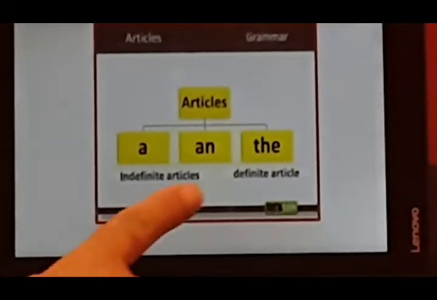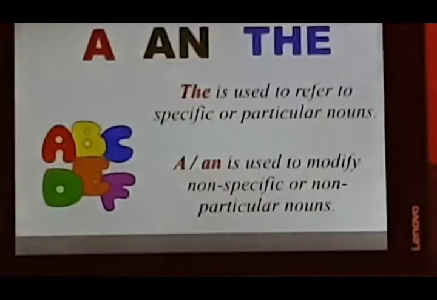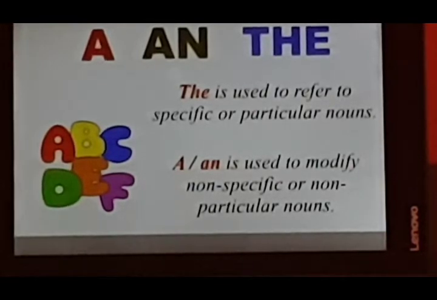that is important. So where are these used and what are they called? A, an and the are called articles. A, an are called indefinite articles and the is called definite article. Now where are they used? A, an and the. Where are they used?